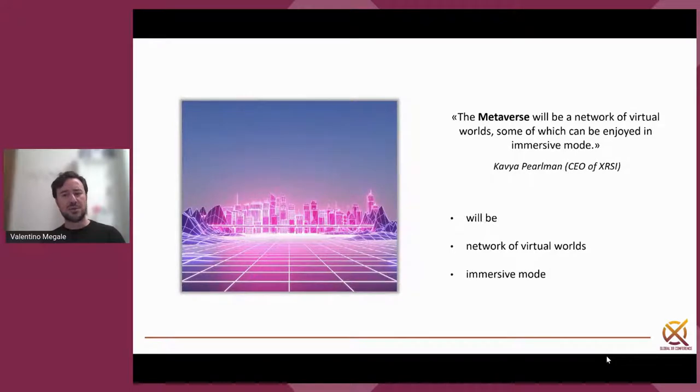So I use the words of Kavya Perlman, who is the CEO of the CRE30, an organization I will share with you later. Basically, it's a global organization working on topics like safety, privacy and ethics when it comes to the metaverse and immersive technologies. Based on the words of Kavya, the metaverse will be a network of virtual worlds, some of which can be enjoyed in immersive mode. So let's break down this definition.